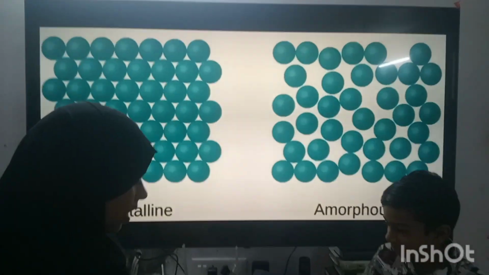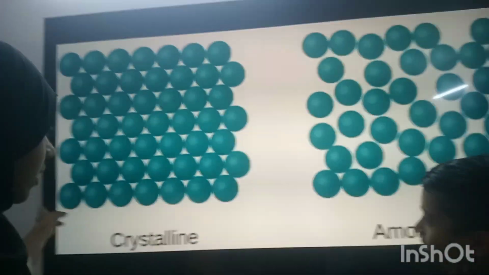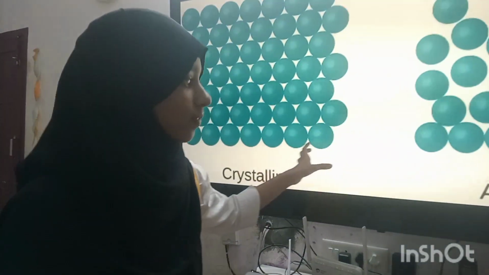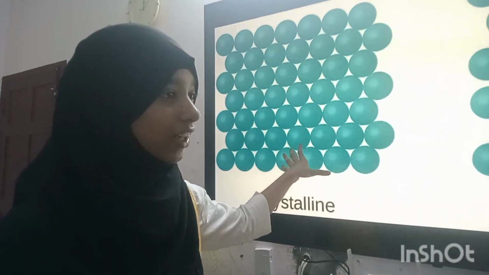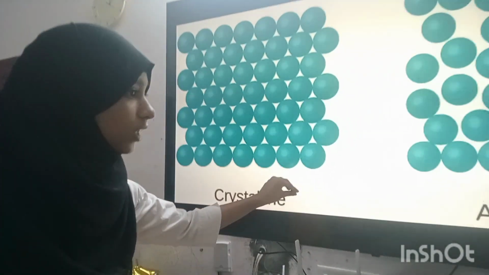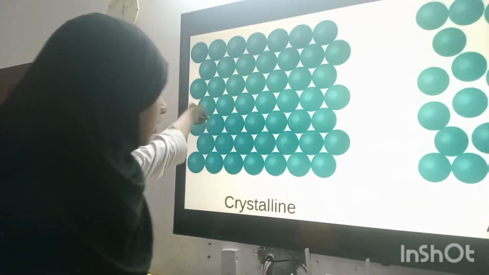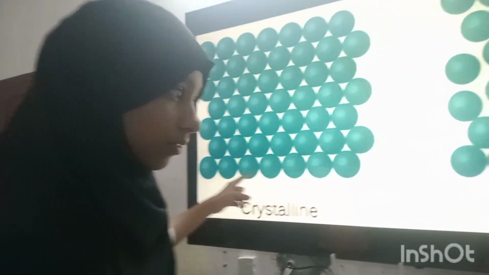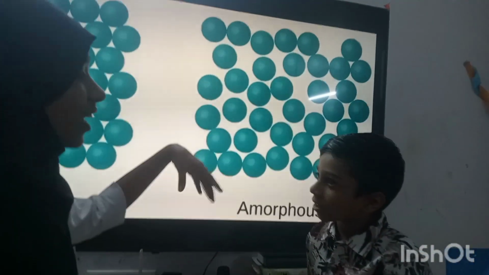Atoms in many materials, like this one, are mostly crystalline. Crystalline means the atoms are in a regular structure, in a sequence, in an order, in a pattern. You can see it is in rows and a pattern, right? And this is amorphous, which is not in a pattern and is in a random order.